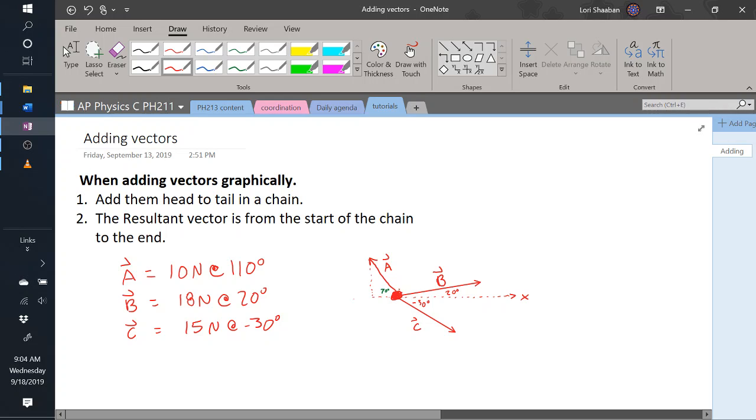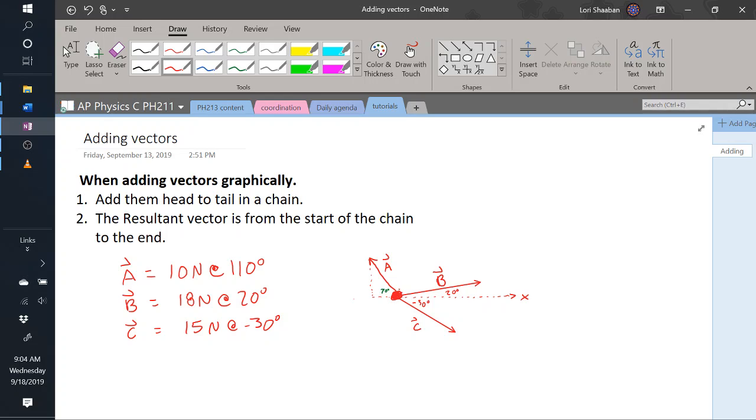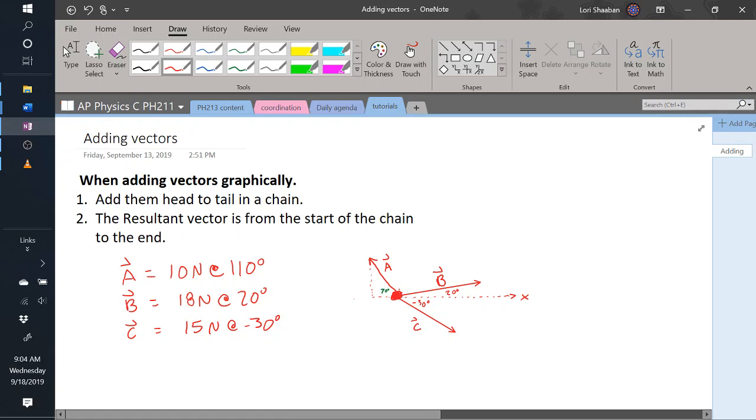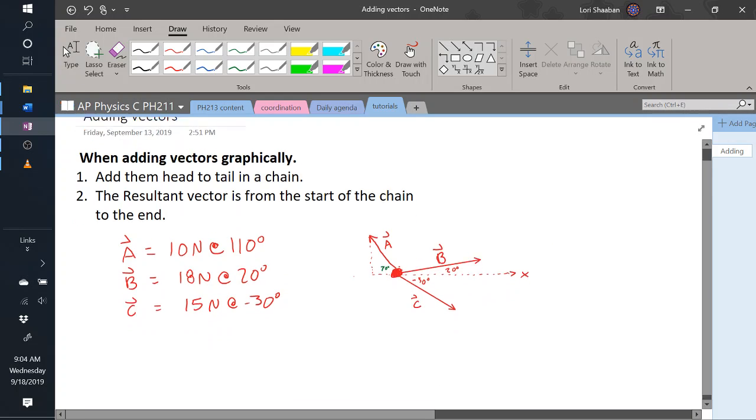So if we wanted to add all those vectors graphically, we would add them head to tail. You can kind of get a feel of where the resultant vector is going to be somewhere over here in this range going this direction, but probably a little bit further. So maybe right in here somewhere. So let's go ahead and see if we add them head to tail.